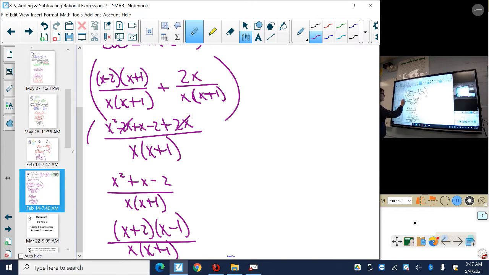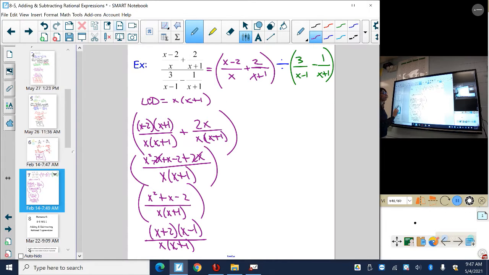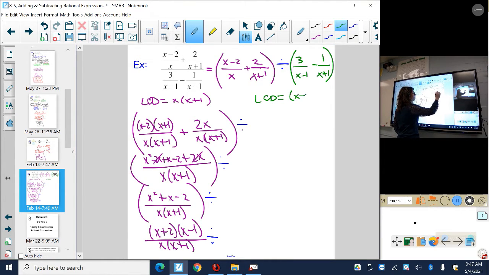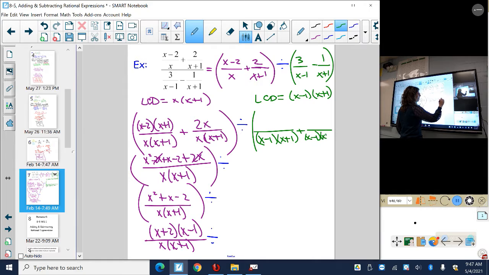Okay, so what I've essentially done is I have completed this entire purple problem all the way down. Okay? So I'm going to bring down the division key all the way down. Okay, now we're going to work on the green problem. My green LCD is going to be what? X minus 1 times x plus 1. Okay? So now I have to have two fractions with that denominator. My board is very slow.